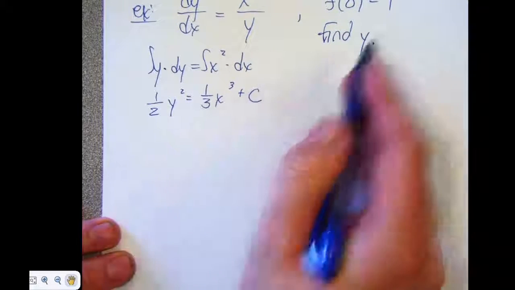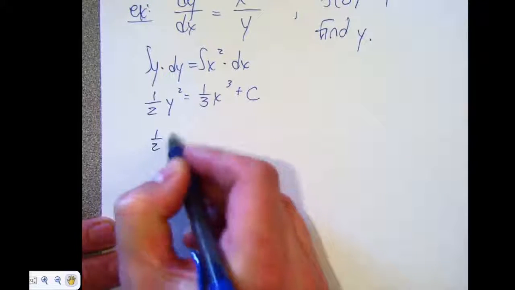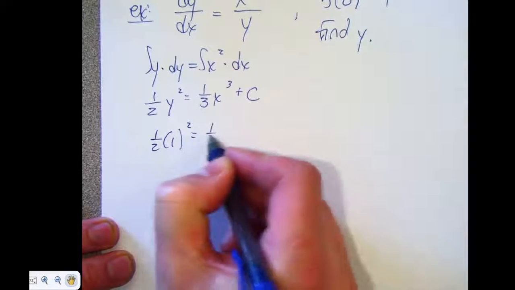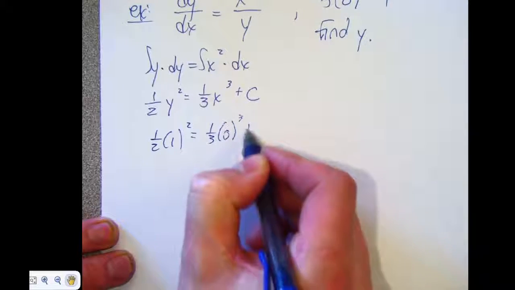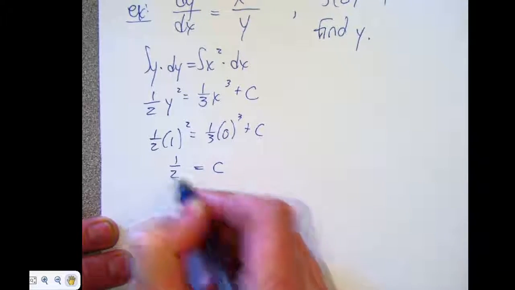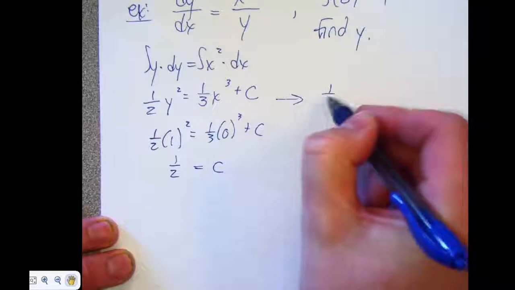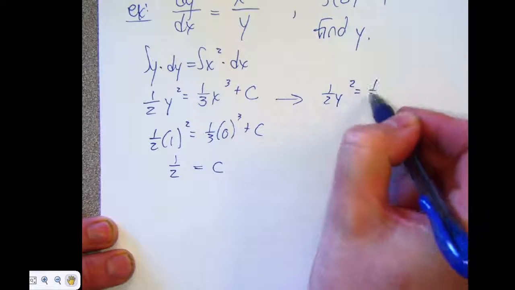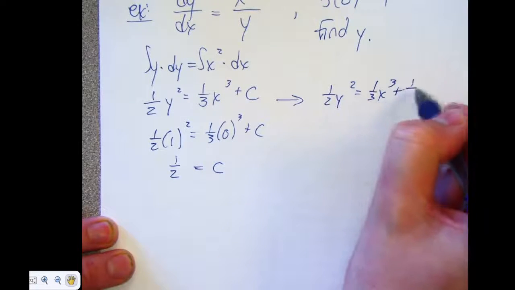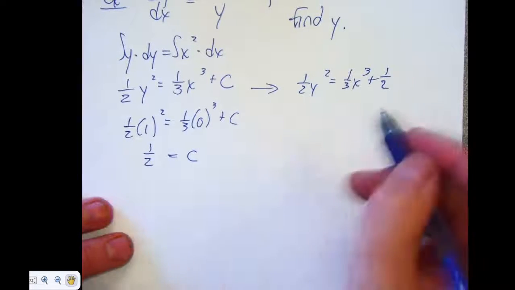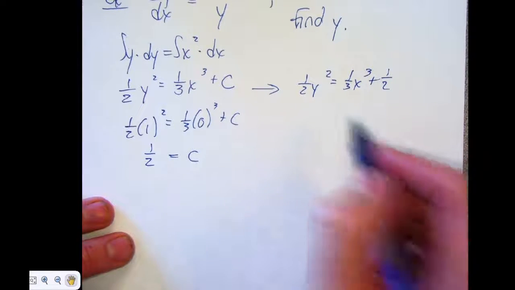So plug in 1 for y, 0 for x. So c is going to equal a half. So if I rewrite this, now I can put the half in there because I know what it is. And I'm going to solve. All I'm doing now is getting y by itself. So it's like an algebra problem now.